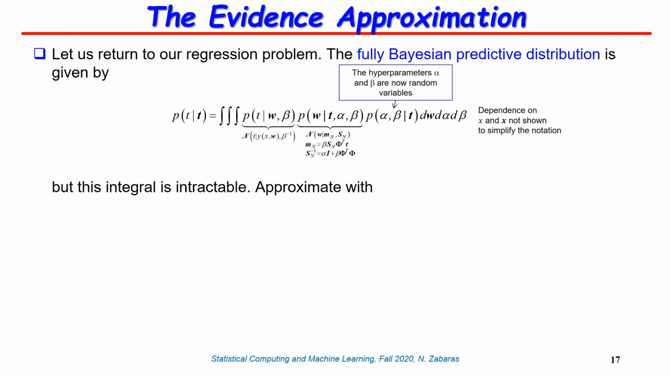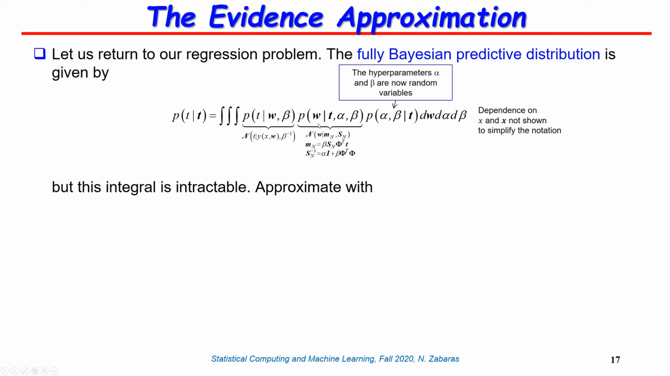And so let me remind you what we have. This is a model that has a likelihood. This is my regression function y of x comma w. So that's my likelihood, and the likelihood has a precision beta. We're going to compute today in the lecture with this evidence approximation what beta is. So that's my likelihood model.